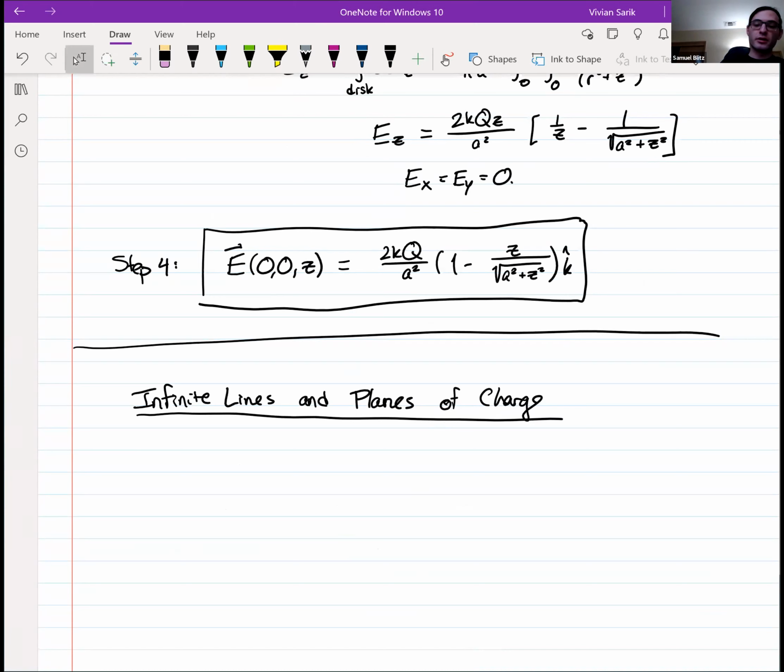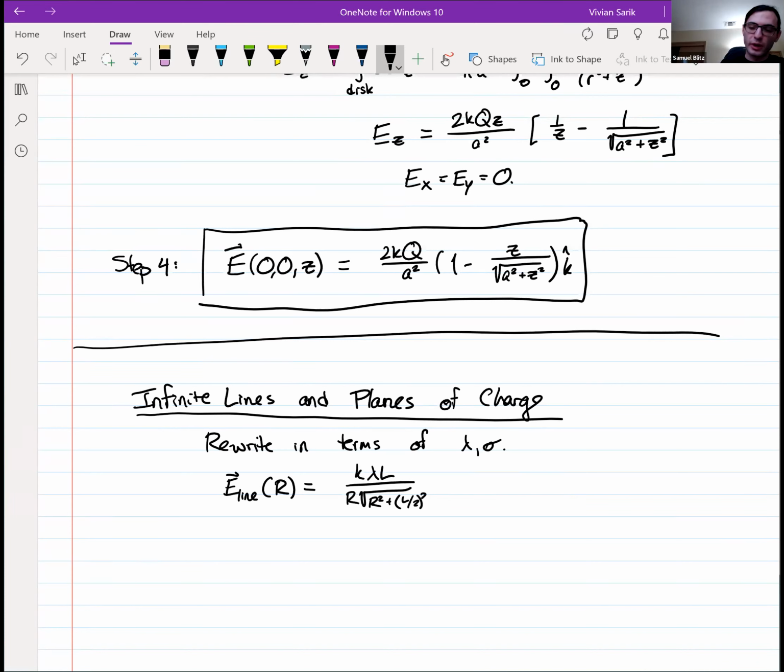So let's rewrite our answers in terms of lambda and sigma. We already know how lambda and sigma relate to the total charge and the various dimensions like the length or the radius. So I'm just going to tell you what the electric field from a finite line is in terms of lambda and its length rather than its total charge and its length. In this case, it's k lambda L over r times square root r squared plus L over 2 squared in the r hat direction.